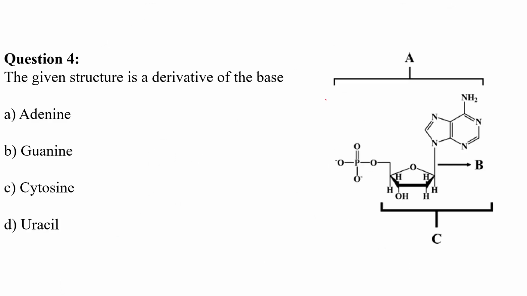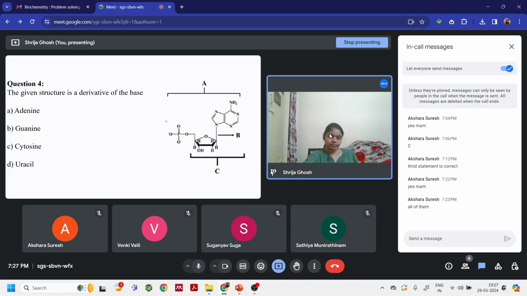So moving on to the next question, question number 4. The given structure is a derivative of a base. Options are A. adenine, B. guanine, C. cytosine, and D. uracil. Which of the following bases is there in this whole structure? If you remember the nucleobases, we had adenine, guanine, cytosine, uracil, and thymine. So which of the following bases is there in this whole structure? Anybody knows the answer?